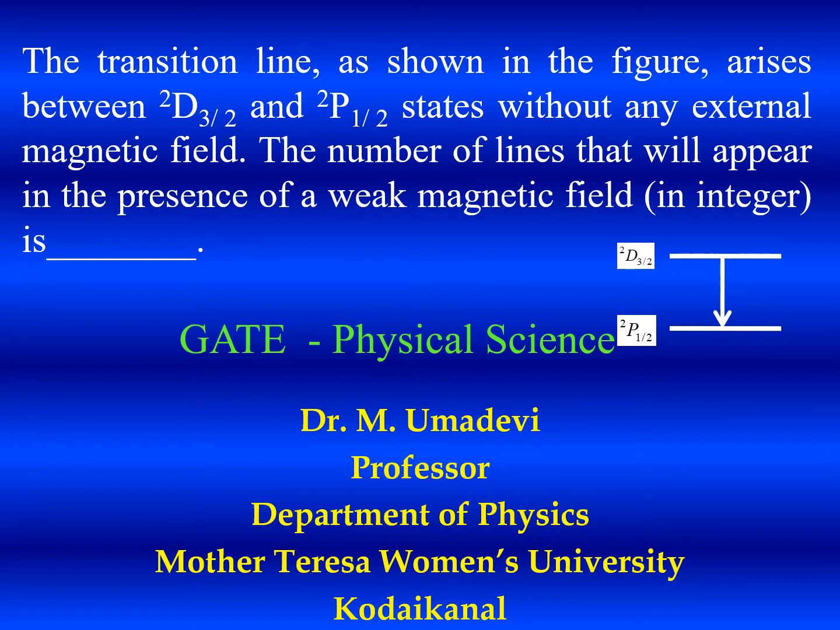How many lines will appear in the presence of a magnetic field? This problem occurred in GATE physical science. The problem: the transition line, as shown in the figure, arises between the 2D 3/2 and 2P 1/2 states without any external magnetic field. The number of lines that will appear in the presence of a weak magnetic field is?